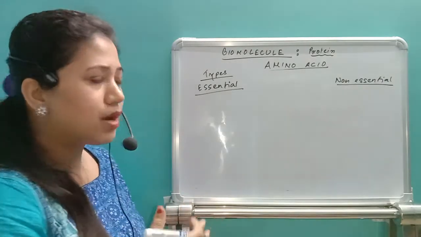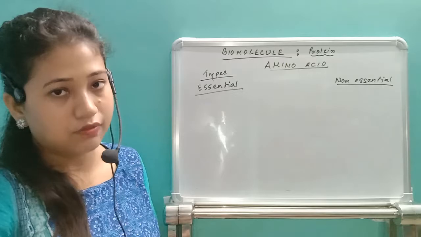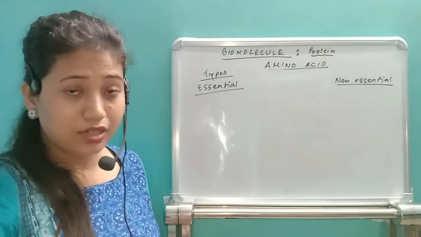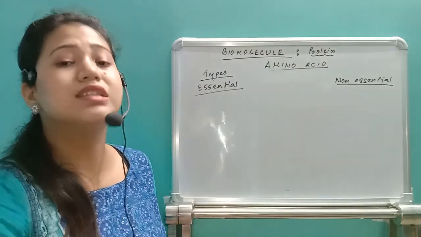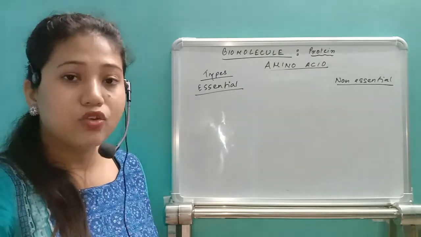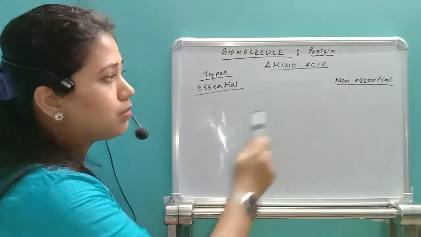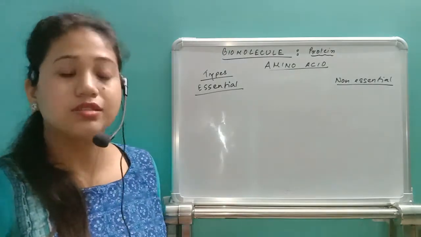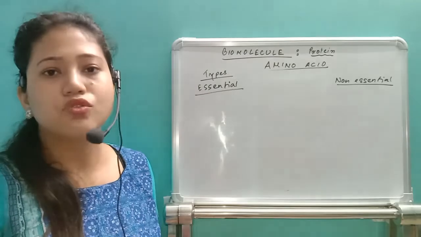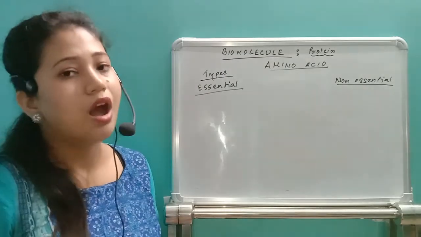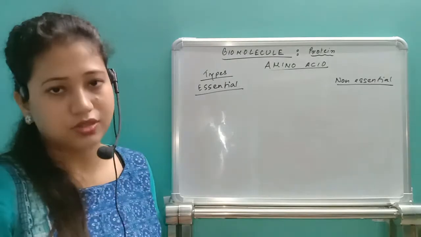And non-essential amino acid is not like that, it is not required. We don't require it in our diet. But why does this happen? Because our body can synthesize these amino acids from the different essential amino acids. So that will be called non-essential amino acids. Essential for our body, but we don't require it in the food, because our body can synthesize it by itself from the essential amino acids.